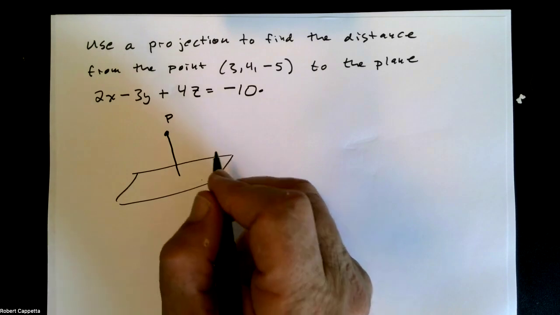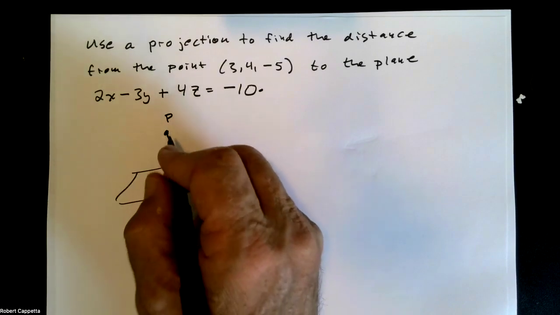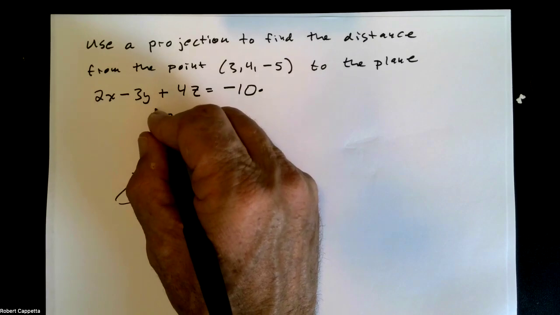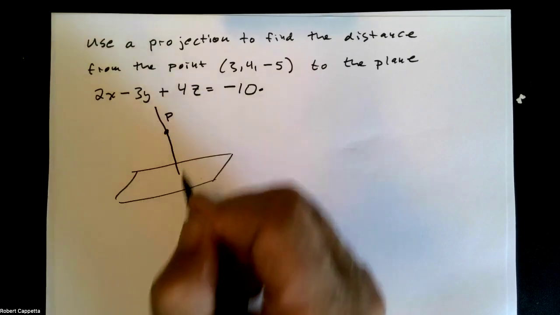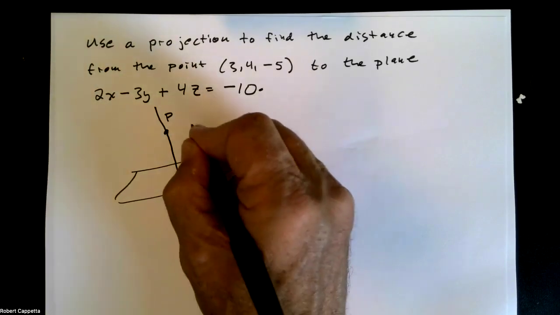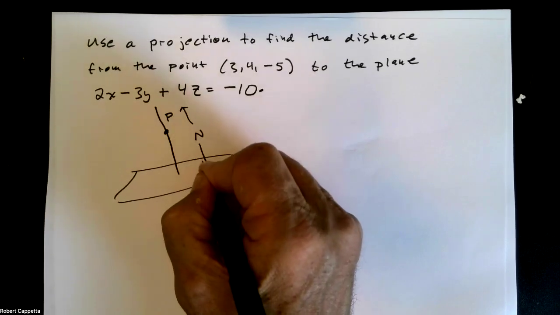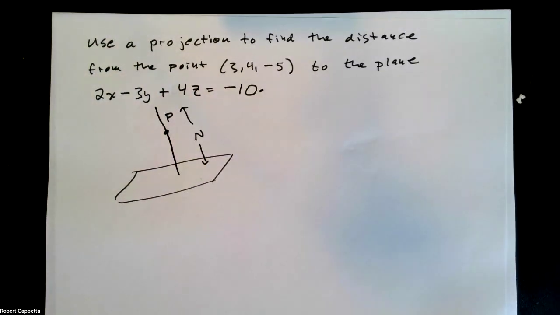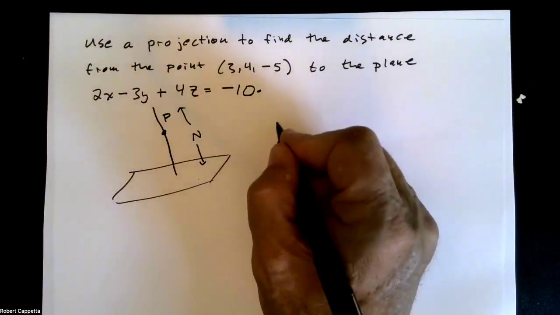So if this is a version of the normal vector, some multiplier of the normal vector, maybe we'll make it bigger for the sake of our discussion. Let's call this the normal vector, n. And we can see from our example here that the normal vector for the plane will be 2, -3, 4.